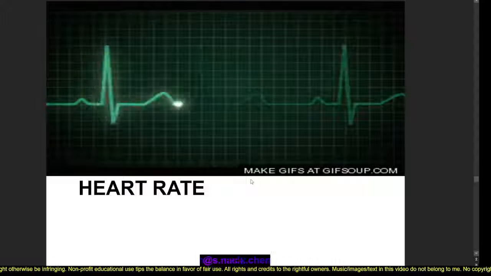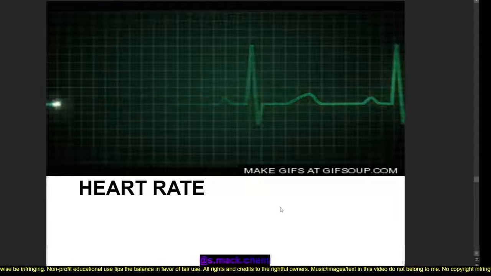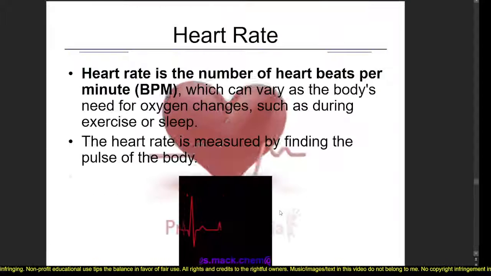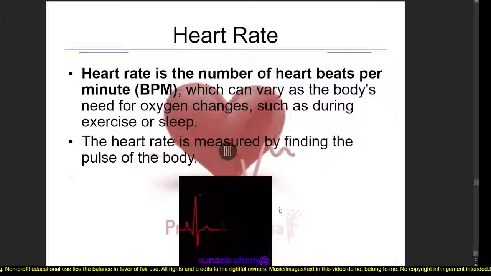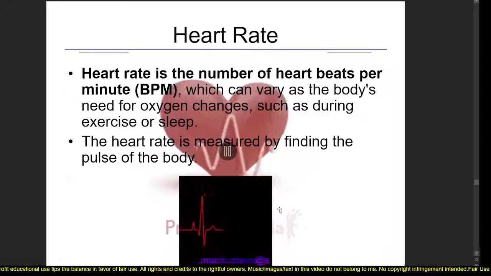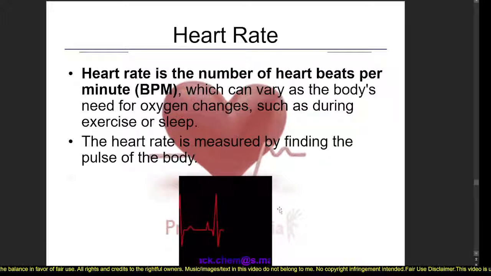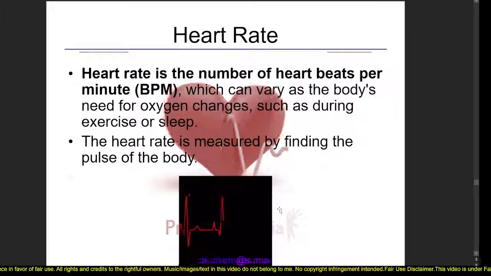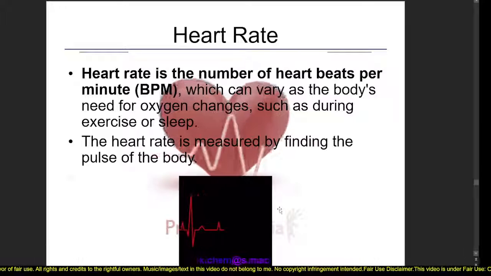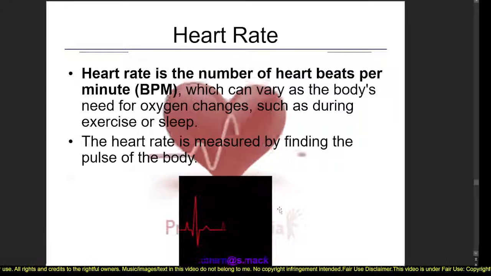Let's look at heart rate. And heart rate looks at the number of heartbeats per minute. So this is simply what the heart rate is. You have to take down the definition of what heart rate is. It's also called BPM, beats per minute.